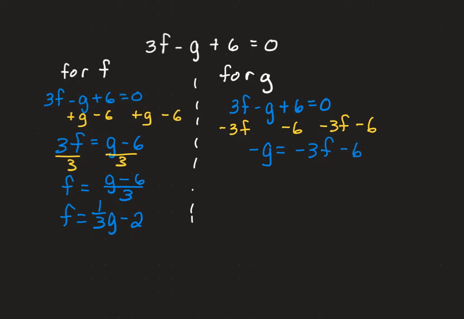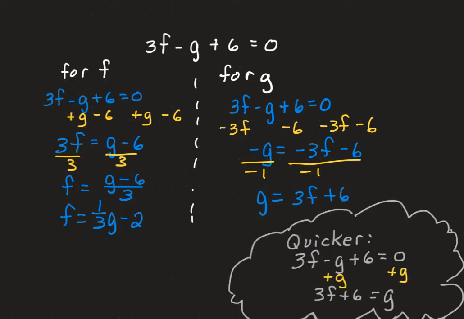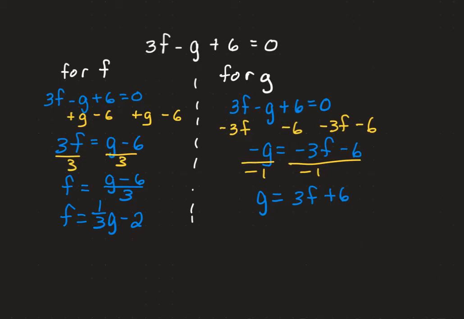And now we have to get rid of that negative, because not only do we want to isolate g, we want to solve for positive g. We have to finish with just g, no negative. So on this side, we'll have 3f plus 6. I hope some of you saw the quicker way that could be done. When I solved for f, I mentioned that that should look familiar.